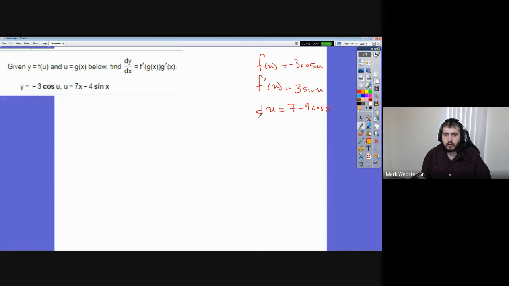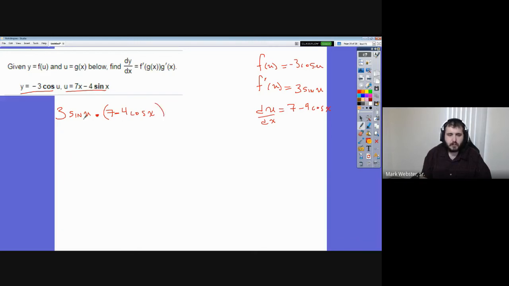Right? And our u is right here. We can do a lot of writing, but we don't have to do as much writing, especially when there are already things here, right? Either way, we want our f prime times our du dx, and so we get 3 times the sine of u times 7 minus 4 cosine of x.